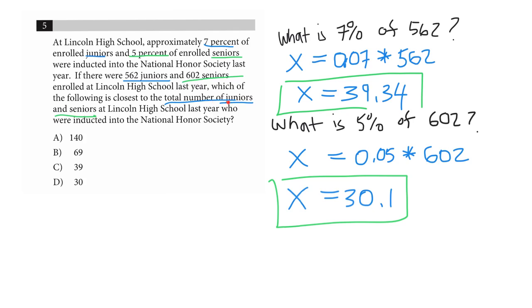And we want to know the total number of juniors and seniors that got inducted into National Honor Society. So all you have to do is add these. And when I add 39.34 to 30.1, I can already see that that's basically going to be about 69.